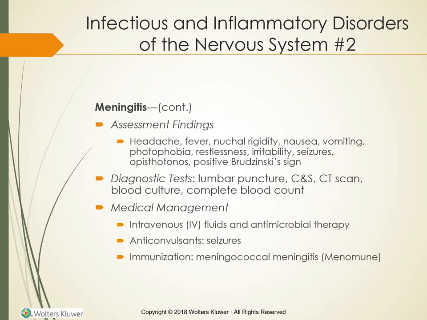Assessment findings. Classic signs and symptoms include headache, fever, and nuchal (N-U-C-H-A-L) rigidity, which means pain and stiffness of the neck, inability to place the chin on the chest, nausea, vomiting, photophobia (aversion or sensitivity to light), restlessness, irritability, and seizures may also develop. Severe irritation of the meninges causes opisthotonus, O-P-I-S-T-H-O-T-O-N-O-S, an extreme hyperextension of the head and arching of the back.